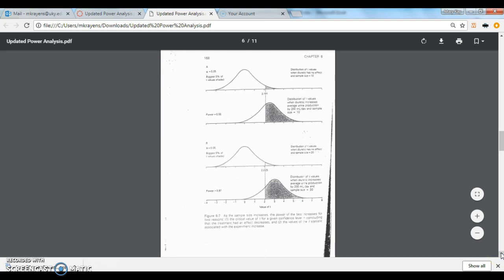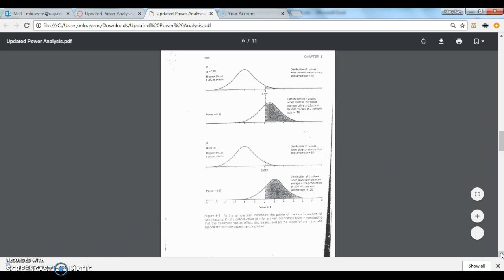Again, the first two graphs are exactly the same as what we've had before in the previous figures. So 55% of the time, if the increase is 200 mils per day for the active drug. And the extra bit of information that we're given in this top slide is that this is functioning under the assumption that the sample size for both the treatment and control group is 10 patients in each group.